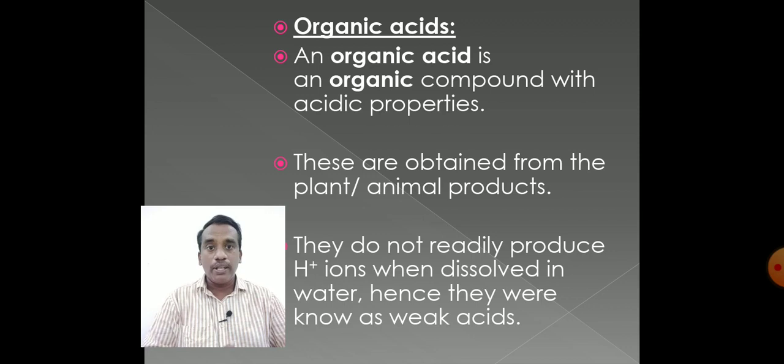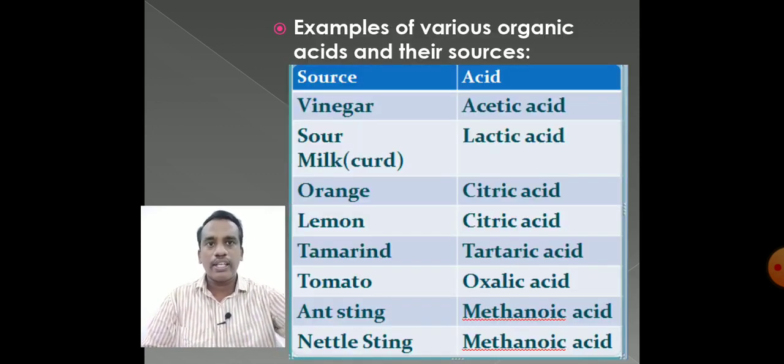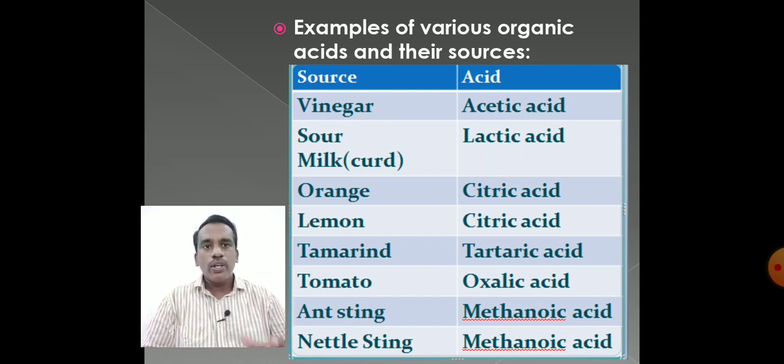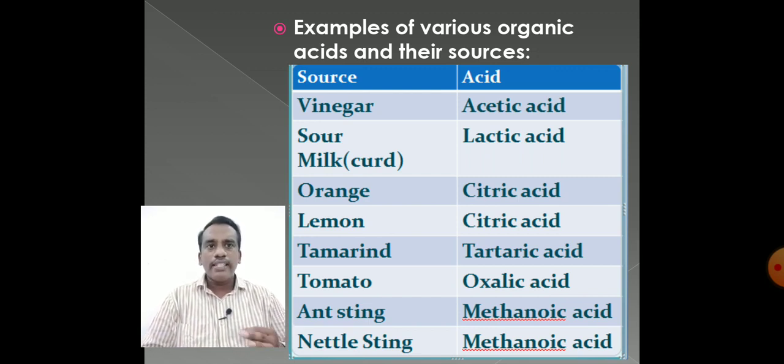Now let us take many examples from the sources of organic acids. Here are some examples of the various organic acids. We have the source in one column and the acid generated in the other. The first example is vinegar. Vinegar contains acetic acid.